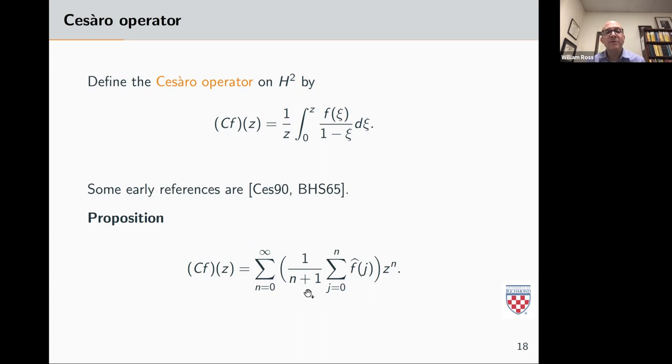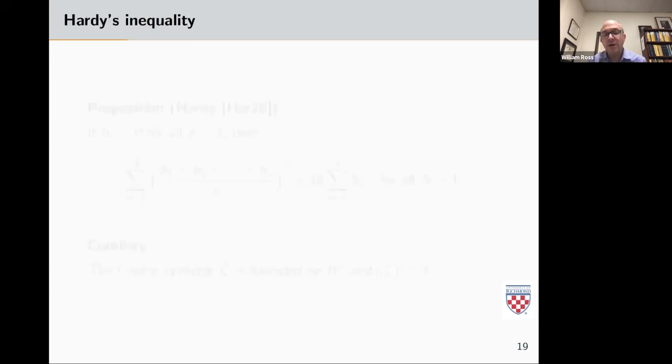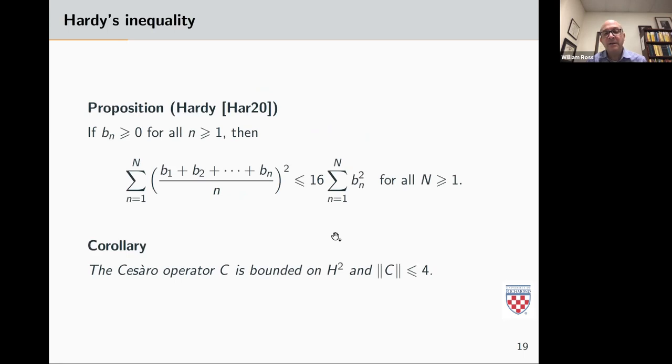All right, so if we want to prove this is an operator on H2, I need to show that this is a square summable sequence here. Well, luckily I didn't have to wait too long because Hardy did this.